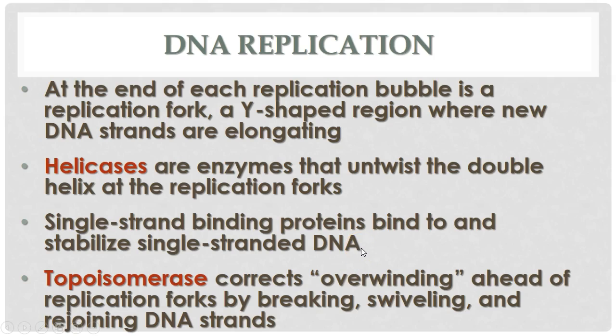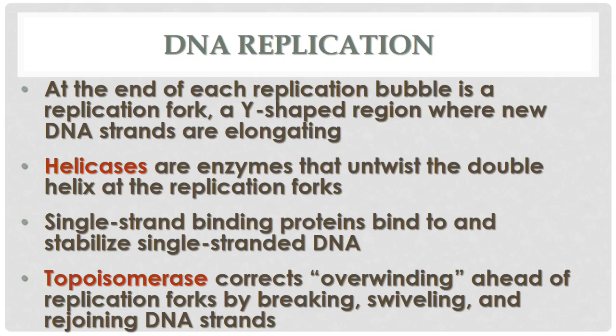At the end of the replication bubble, those forks are the areas where the DNA strands are elongating. And there are numerous enzymes involved in this process. Helicase is an enzyme that unzips the strands or untwists them.